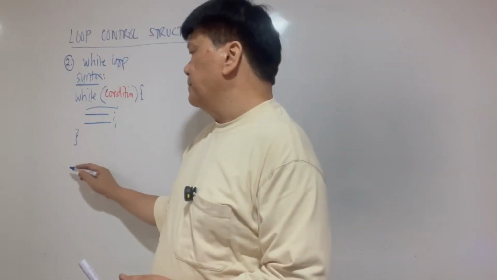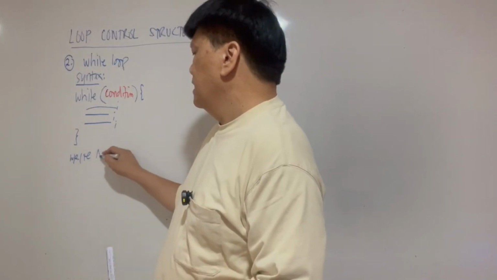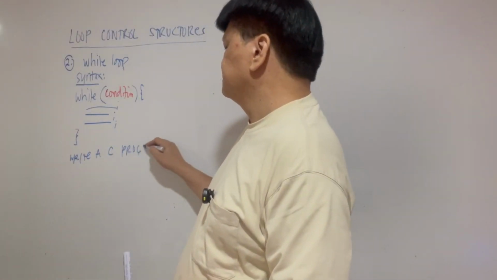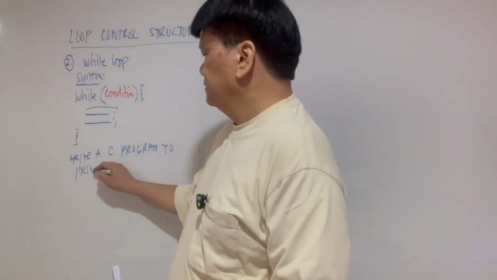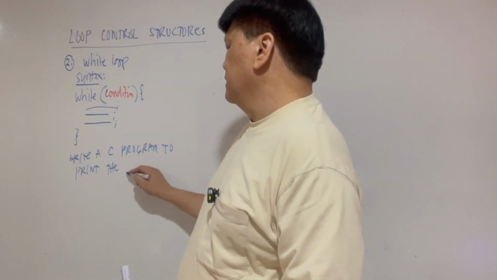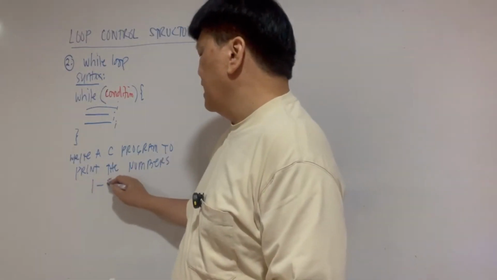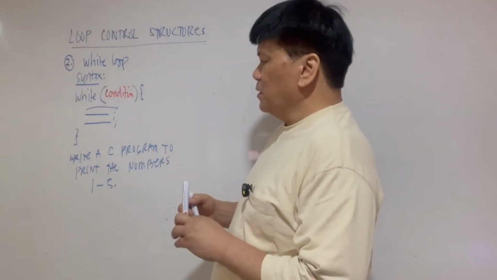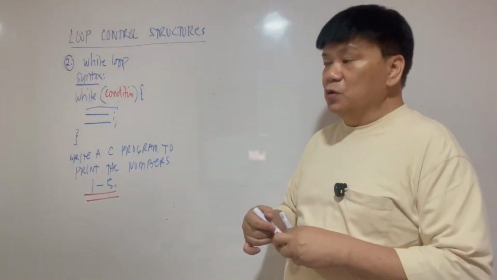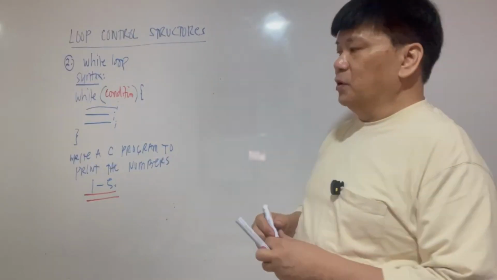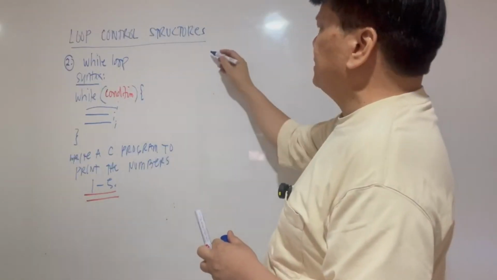The same example I presented previously. Let us write a C program to print the following numbers, 1 to 5, on the screen. So again, we're going to print 1 to 5 on the screen, no input there, so we'll proceed to the initialization of the variable. Let's use I. So again, the same flowchart, the same logic.